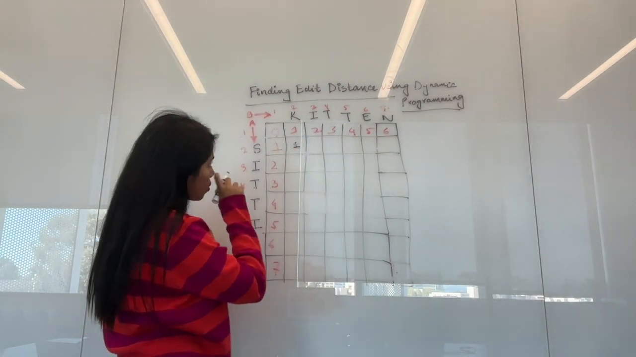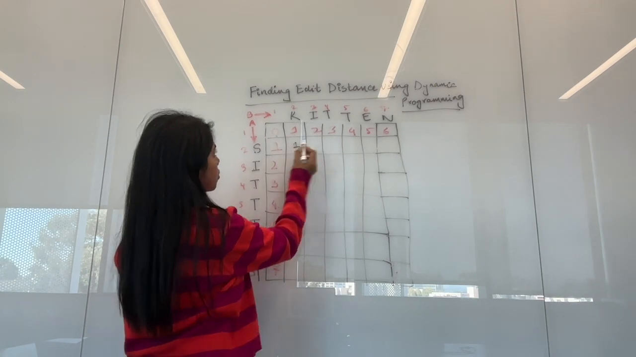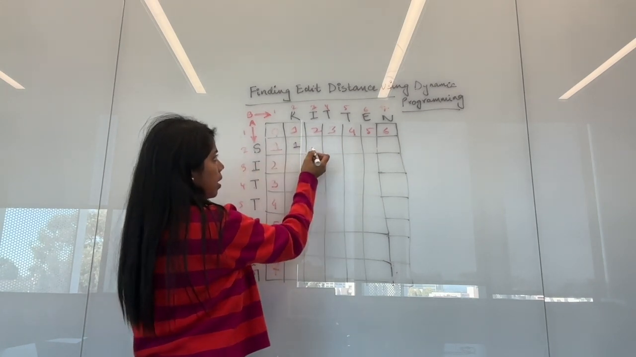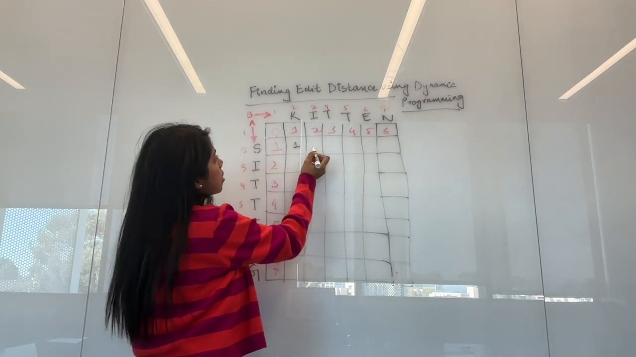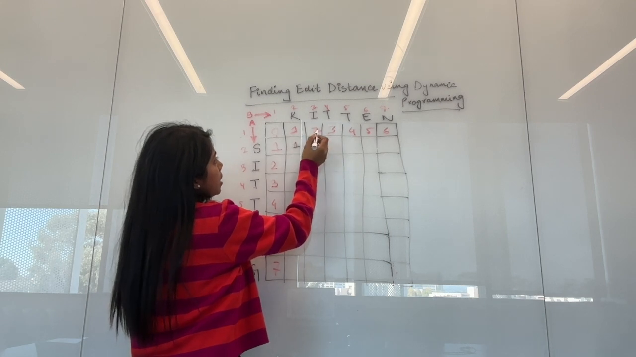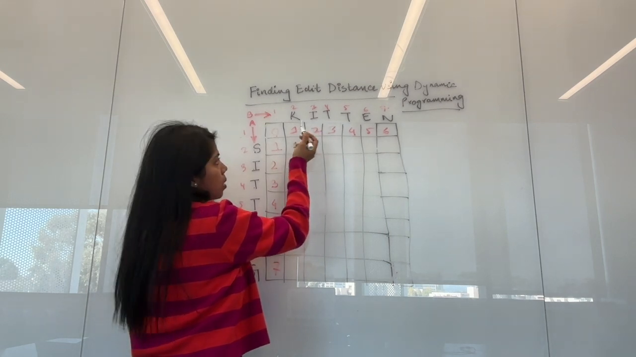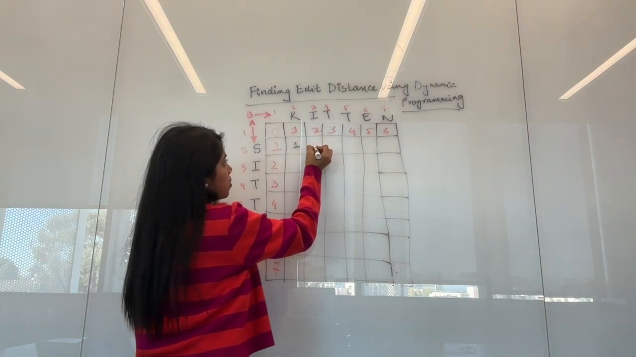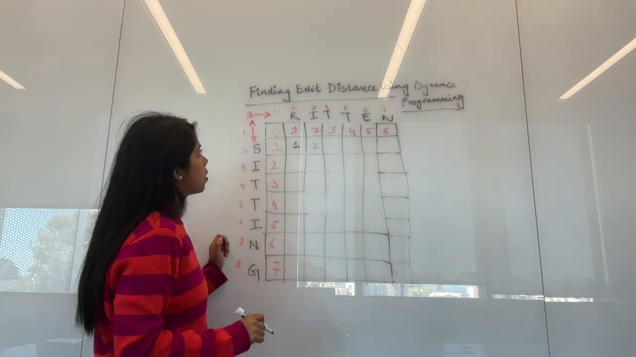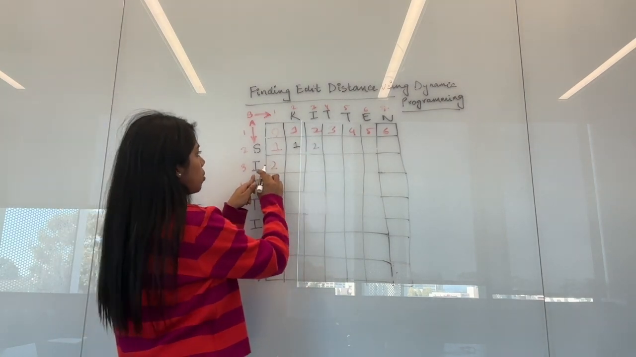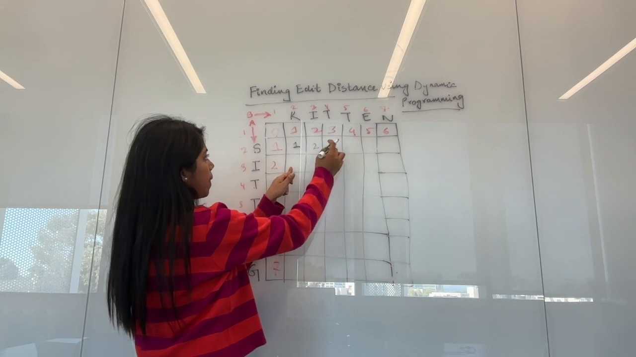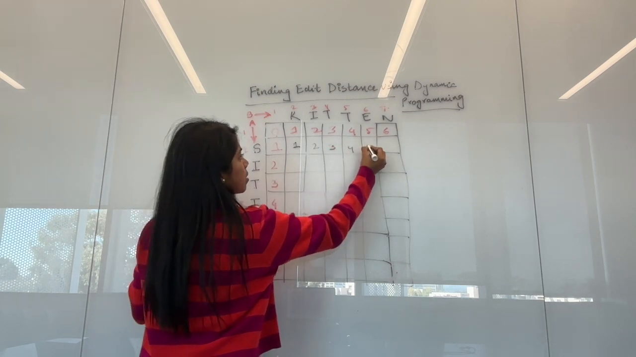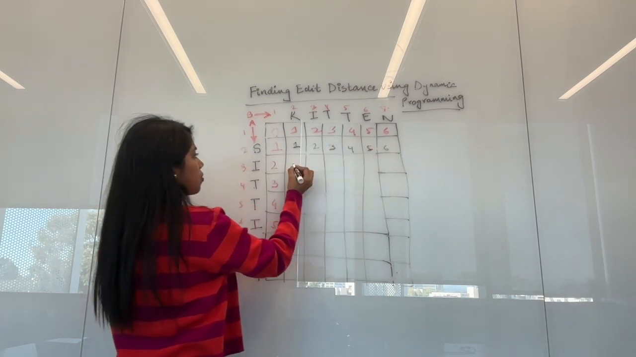Now let's see a match condition, because this also does not match, S and I. So here also we will do the same thing. We will take the minimum value of 2, 1 and 1. 1 is the minimum, so we will add 1 to it and this becomes 2. Now let's try to find out this one. Similarly, we will fill this entire thing.